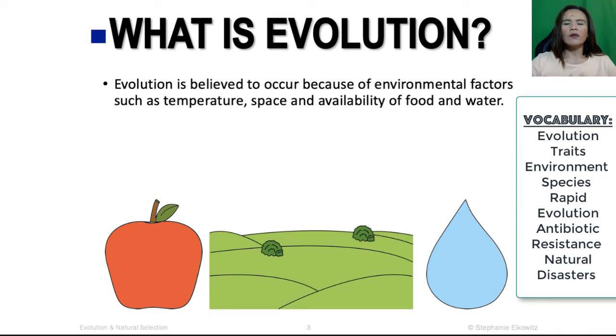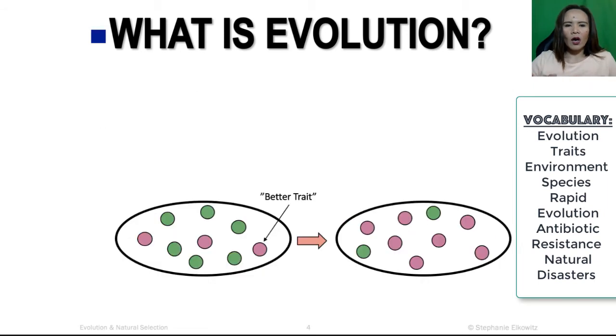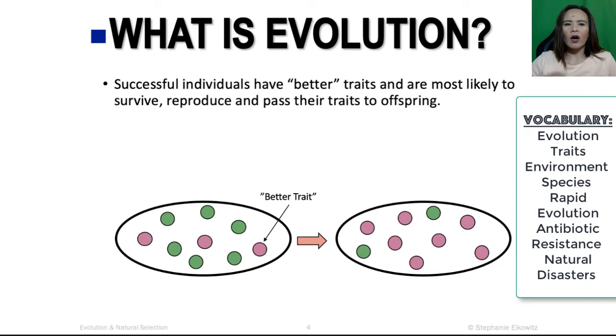Now, evolution is believed to occur because of its environment, such as changes in temperature, space, or availability of food and water. Organisms are either forced to move away, or the better traits of organisms are contributing factors of organisms evolving. For example, in a successful evolution, individuals that have better traits are most likely to survive and reproduce. According to the concept of evolution, organisms that survive will reproduce and pass these better traits to their offspring.